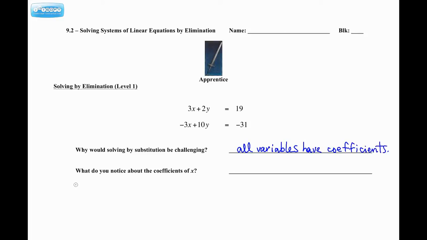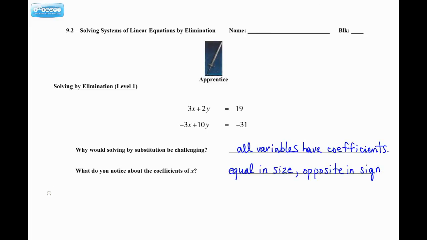All right, but it asks, what do you notice about the coefficients of x? So in this equation, the coefficient is 3. This one, it's negative 3. Well, they're not the same. They're the same size, but they're opposite in sign. So they're equal in size, opposite in sign. So one is positive, one is negative. Okay. When this happens, this is actually quite nice.